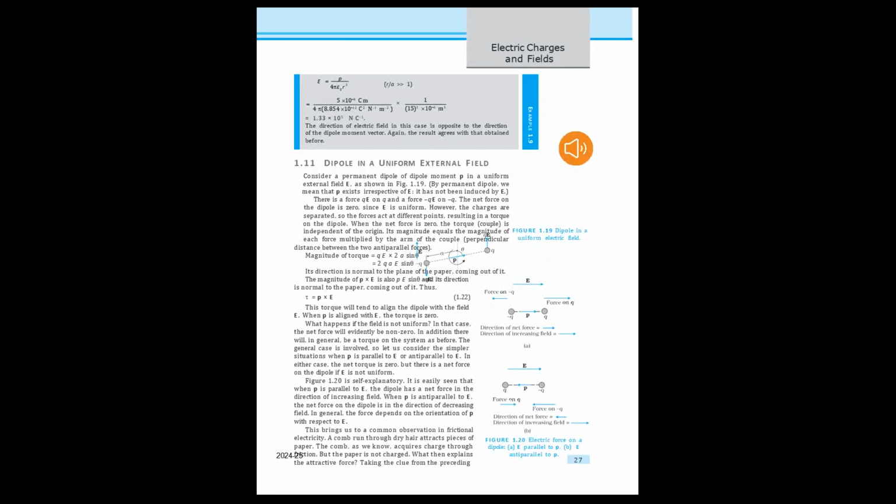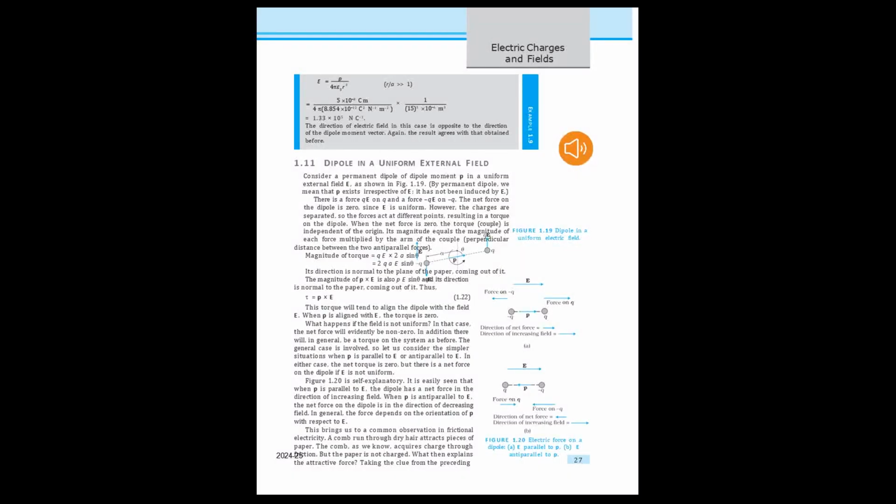It is easily seen that when p is parallel to E, the dipole has a net force in the direction of increasing field. When p is antiparallel to E, the net force on the dipole is in the direction of decreasing field. In general, the force depends on the orientation of p with respect to E.